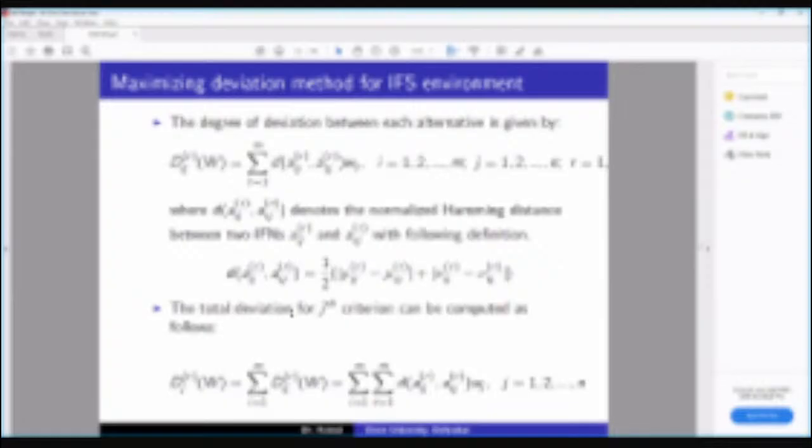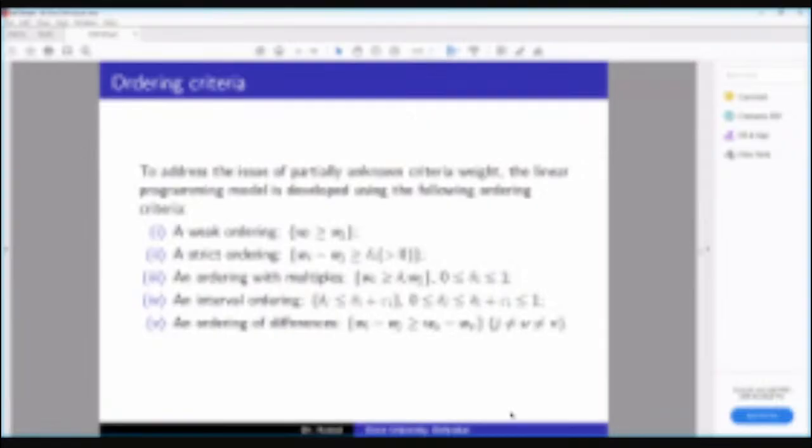So this is the average of these two. Then the total deviation is calculated, because for each column you are getting this entry D_ij. Then you add all the entries and ultimately you will get the total deviation, which is the last equation, d_j(w), equal to the summation of d_ij(w), and when you expand it you get this double summation of d(A_ij, A_tj) multiplied by w_j.